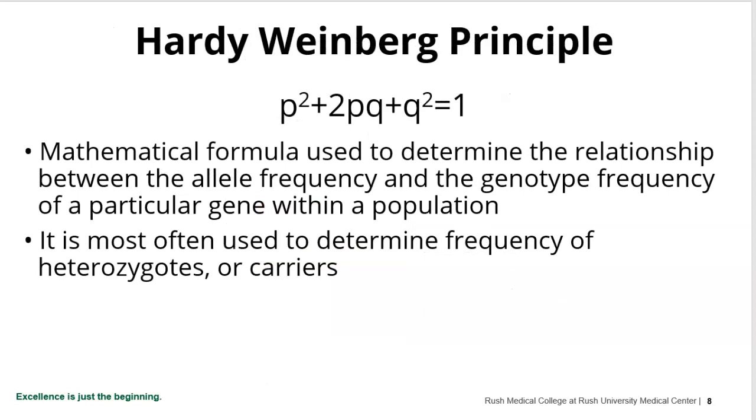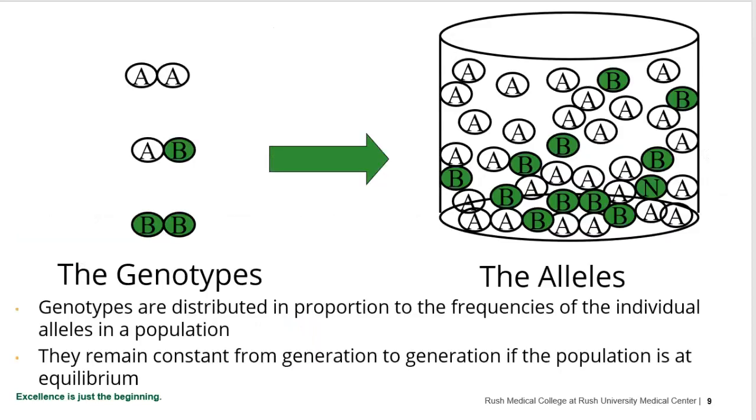So when trying to figure this out, we use something called Hardy-Weinberg, which is p squared, which is the normal allele, plus 2pq, either mom gave good and dad gave bad, or mom gave bad and dad gave good, so 2pq, that's a carrier, plus q squared, equals 1. It's most often used to determine frequency of heterozygotes or carriers of recessive disorders.